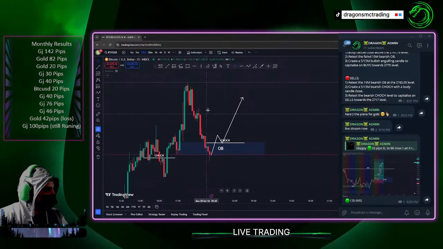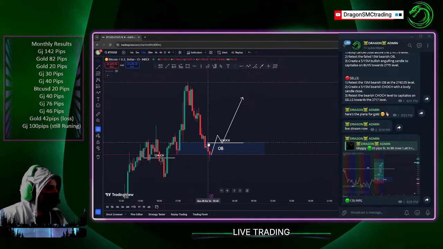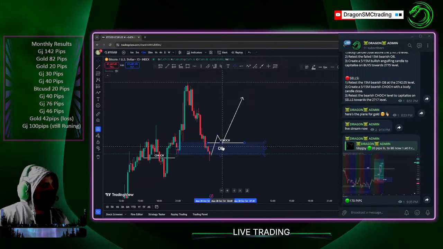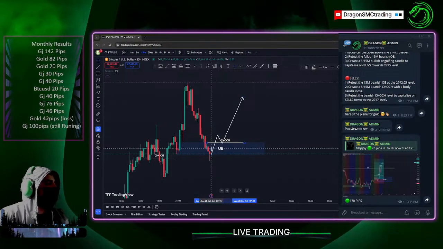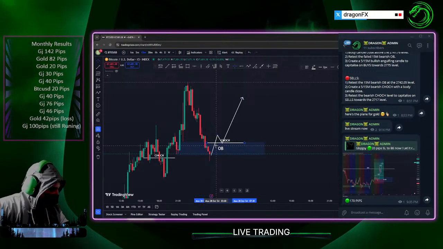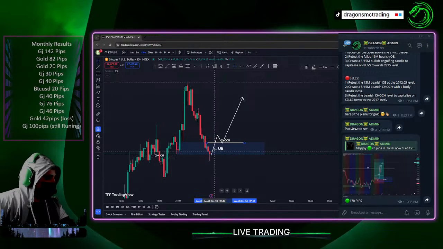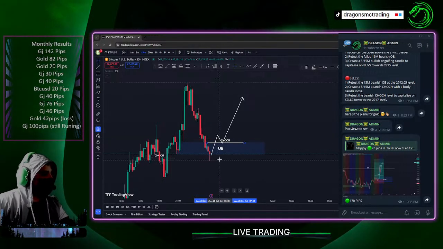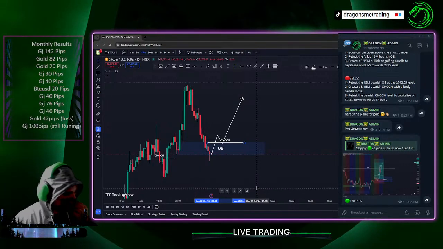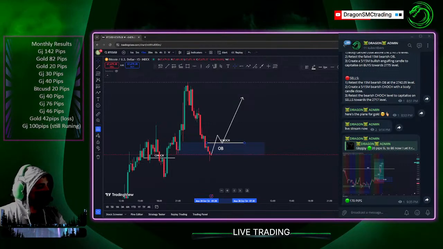So this is what I need to see here. I need to see a change of character from bearish to bullish, breaking above this high right here with a body candle close only. And why do I say body candle close? Because a body candle close indicates a strong change of character. If it breaks above with the wick, that's a weak change of character. Price can pretty much just break above with the wick but continue going to the downside. Make sense? So this is what I'm looking for.